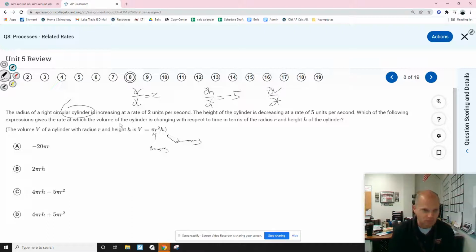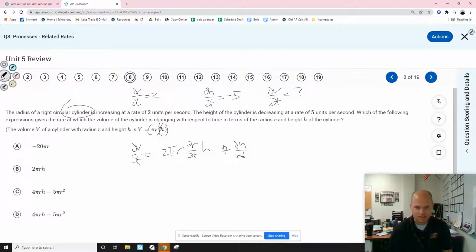Which of these expressions gives us dV/dt in terms of R and H? Good question. Let's find out. Since everything's changing, I can't plug anything into this. I have to take the derivative of this. I have to use the product rule. 2 pi r dr/dt h plus dH/dt times pi r squared.